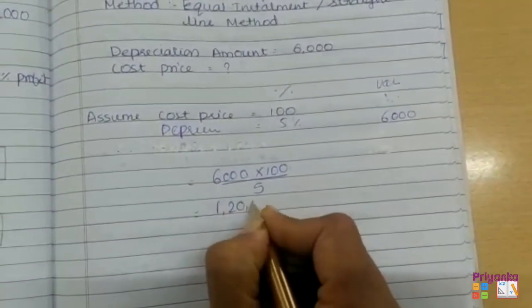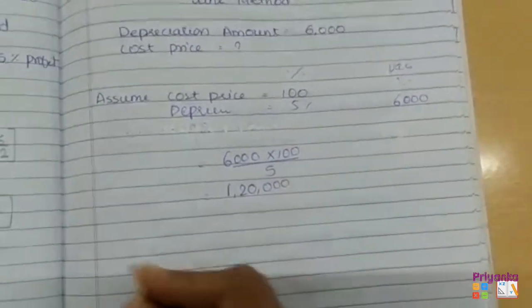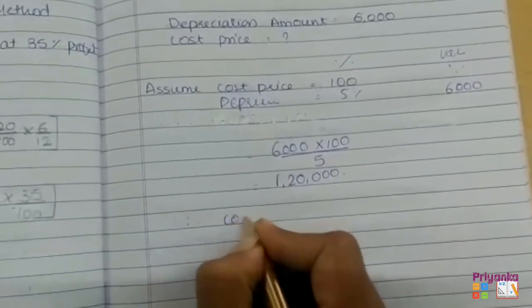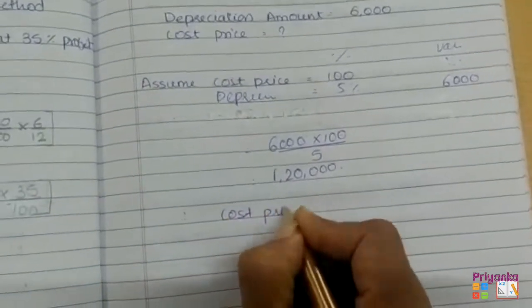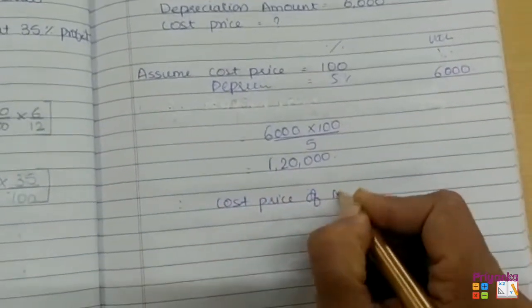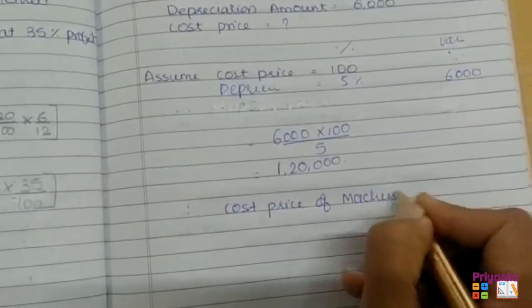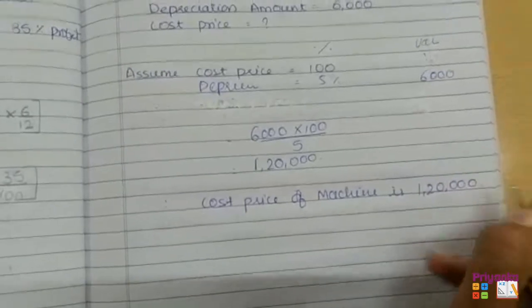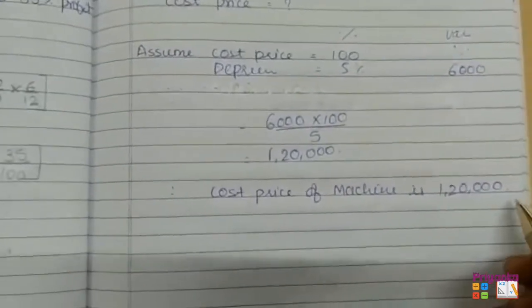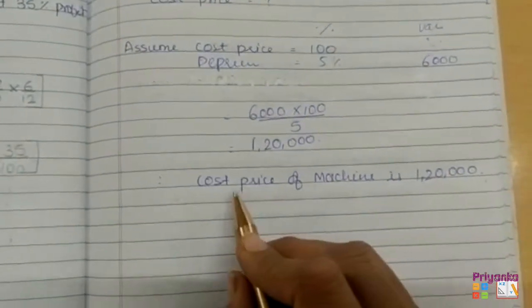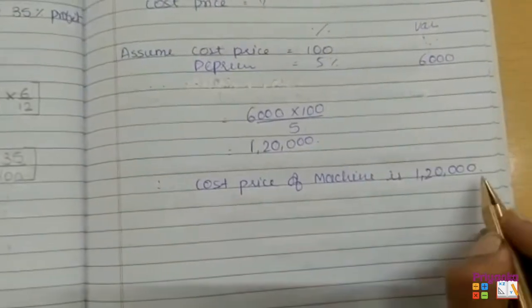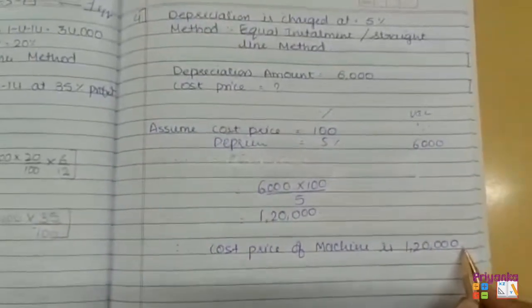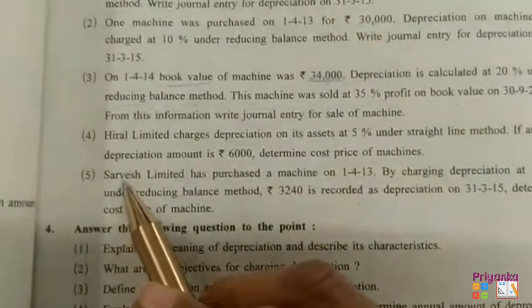It is 1,20,000. So here therefore cost price of machine is 1,20,000. As in the question, nothing is given to make a journal entry or anything. They have only asked about the cost price of machinery. So here is the solution of the question number 4. Moving to the next question number 5.